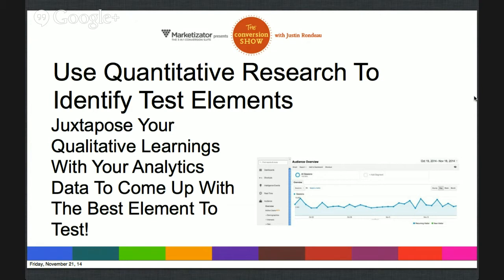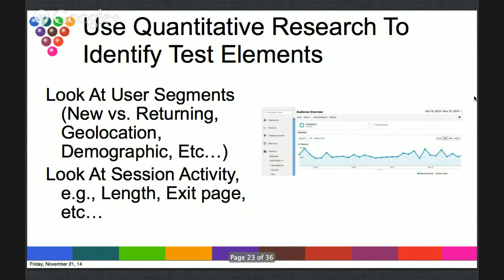Other things you can look at would be session activity, including length, exit pages, etc. Number of pages looked at, what pages were looked at in sequence. Those are other ways you can trigger some cool ways to interact with the visitors as well.